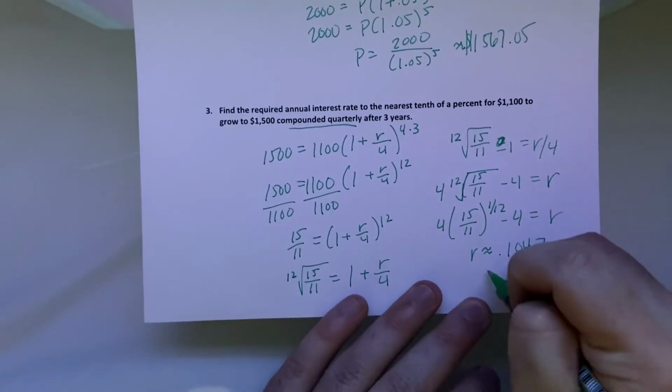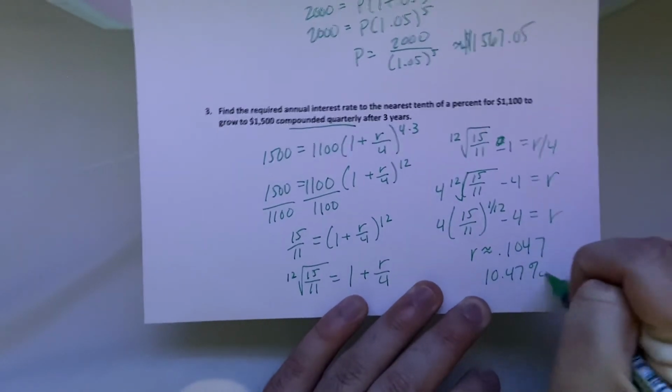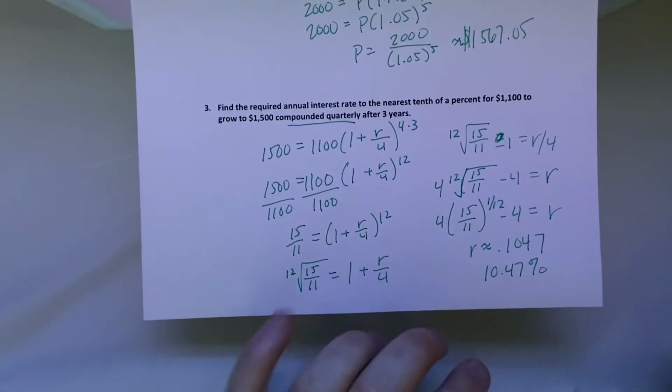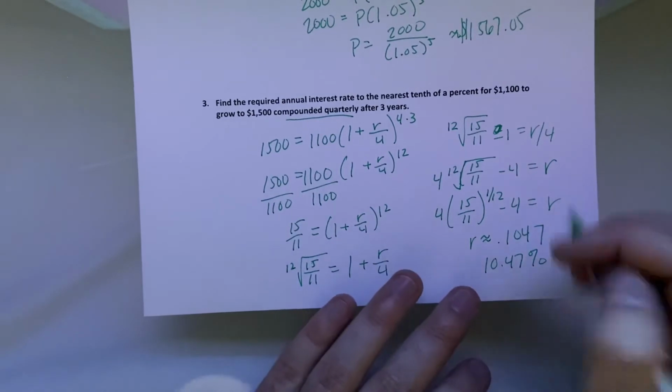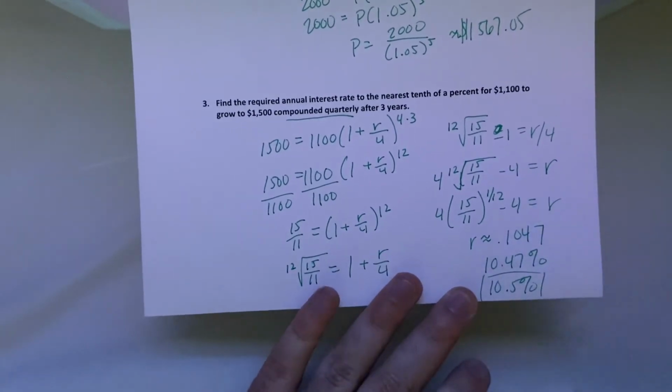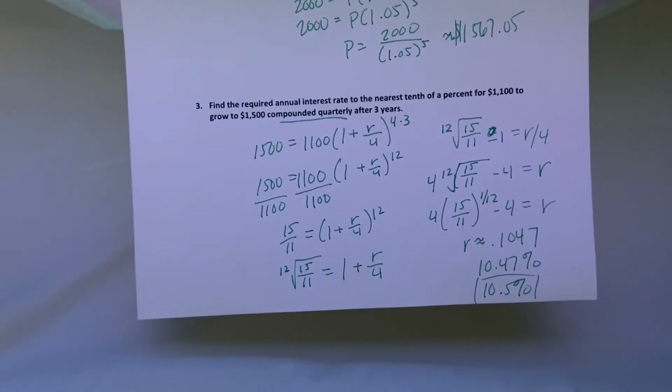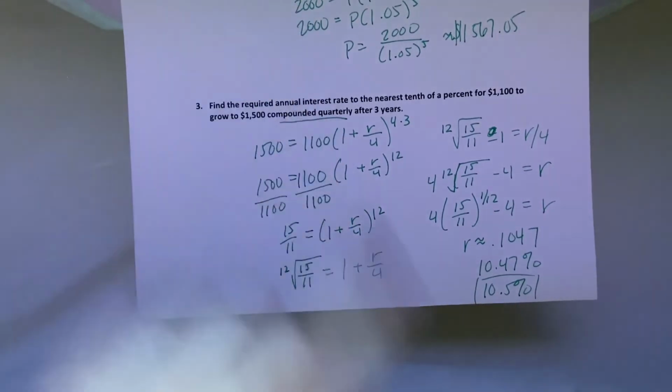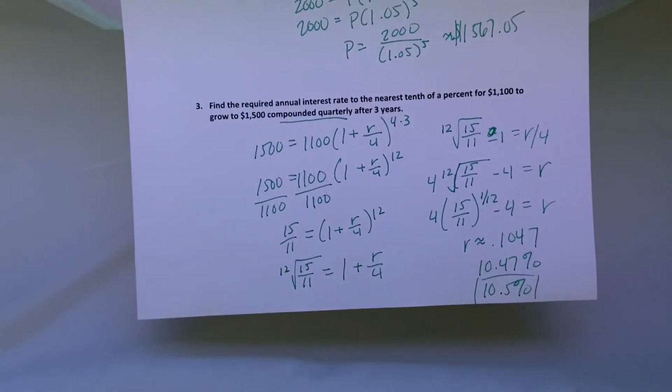Turn it back into a percent, that's 10.47%. But it wanted it to the nearest 10th, that's 1 decimal place, so 10.5%, which would be a really good interest rate. You don't get that very often, to be honest. It would have to grow as much as your money in the last problem in less time, so a smaller starting amount. It doesn't happen often.